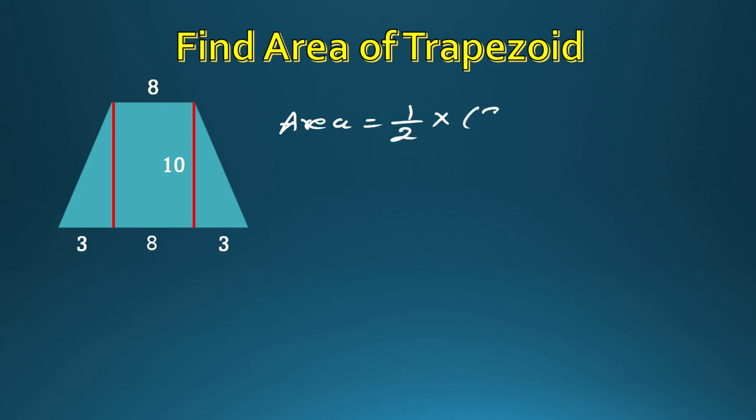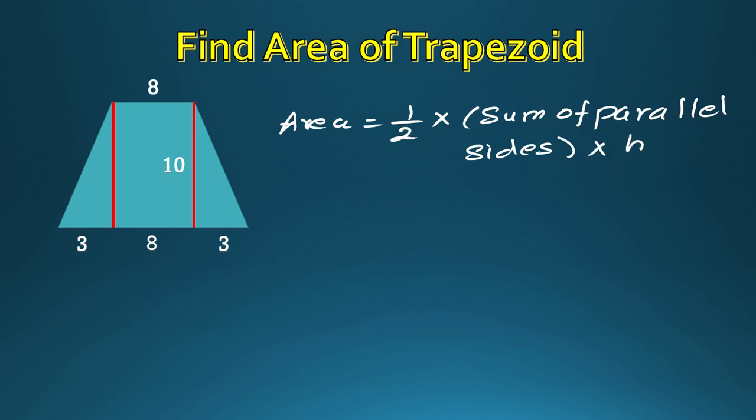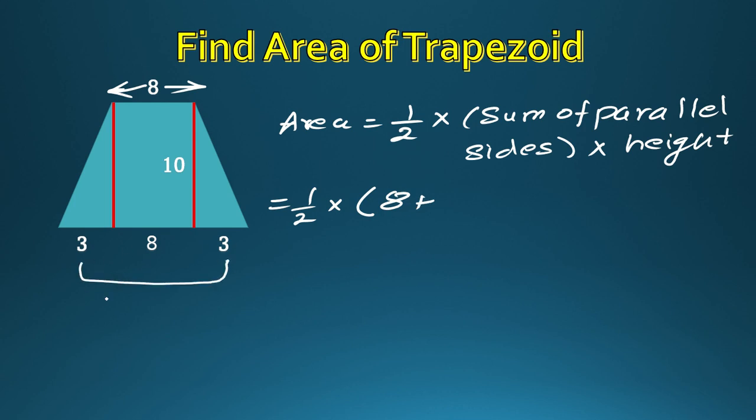One half times the sum of the parallel sides, and multiply by the height. Okay, so this is half times the sum of parallel sides. Now you see one side is given to us, 8, no problem. But the other side is given in 3 parts. So these 3 parts add up for the total. It will be 3 plus 8 plus 3, and it means it is 14. Yes or no? 8 plus 3 is 11, and 11 plus 3 is 14.